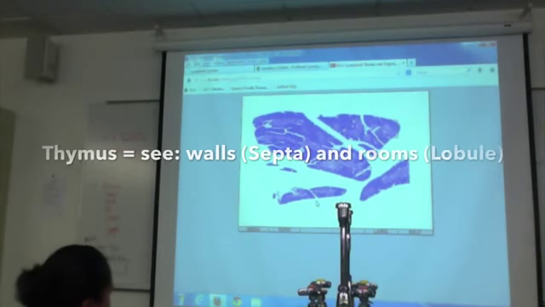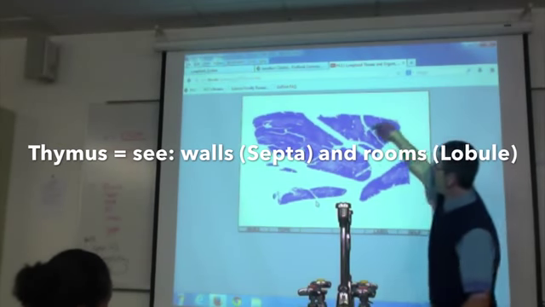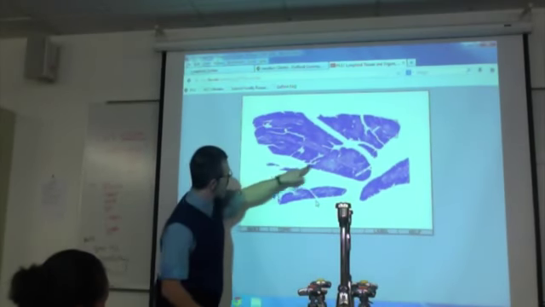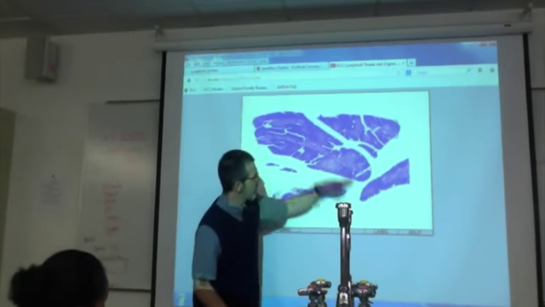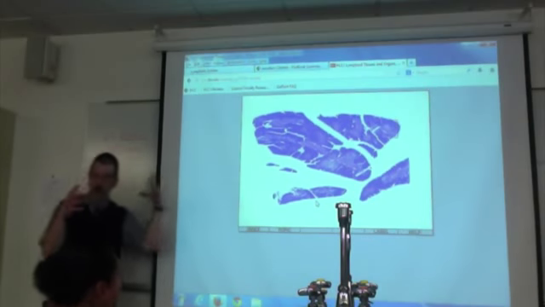Is that a thymus? Say yes. How do I know it's a thymus? White lines here, some big white, and you can see that there's like rooms: lobule, lobule, lobule, lobule. You can see that it's like a lymph node with multiple parts attached.